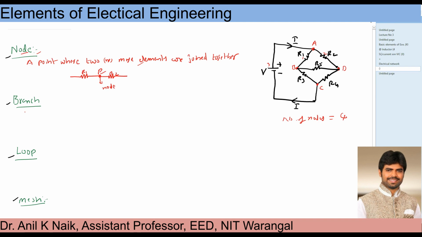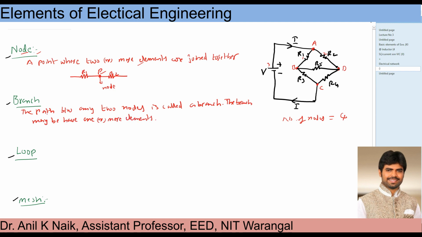Now we come to the branch. First we take the statement of the branch. The path between any two nodes is called a branch. The branch may have one or more elements.